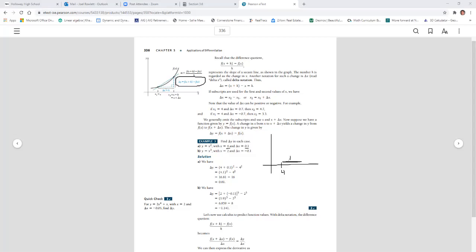Isn't it true that this x value directly under the end of the segment would have to be located at 4 plus 0.1, which is 4.1? So there, that is your change in x. There you have your delta x.